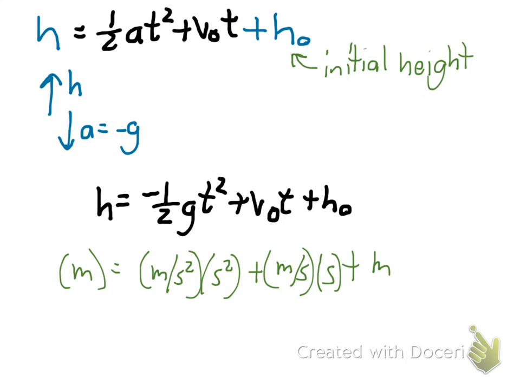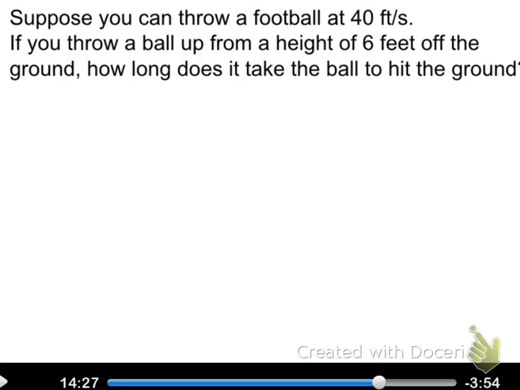I'm working out the units of measure here, so you can see that they all do cancel. In this case we're looking at meters, but you can see that all the units for each term end up being a measure of meters. So this equation makes sense. Let's apply it to the idea of throwing something. Say a football. We throw it up at 40 feet per second. If we're already standing 6 feet above the ground, how long does it take this ball to then reach the ground again?